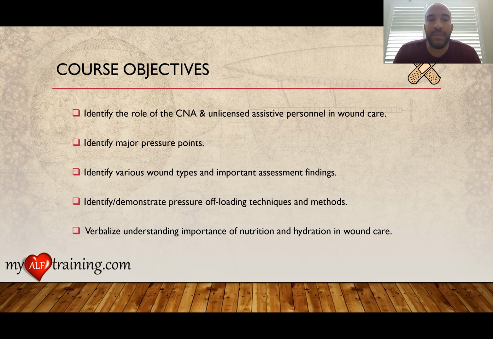The fourth objective for today will be discussing ways to identify and demonstrate how we can offload that pressure, and different techniques that we can implement in our care to make sure that our patients don't get these ulcers, to help, like I said, play our role in decreasing pressure sores. Either we're trying to help them heal, or we're just trying to prevent them because it's a patient we have identified as prone to these pressure sores.